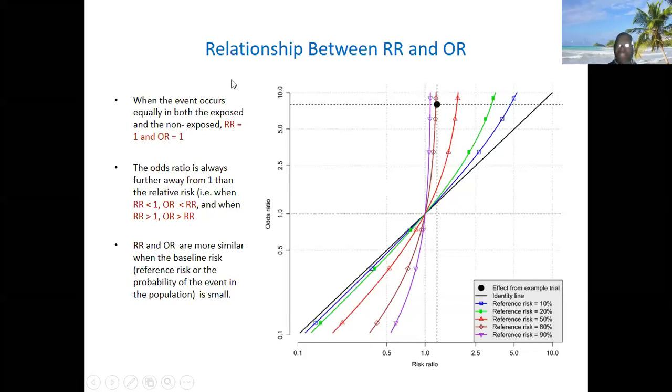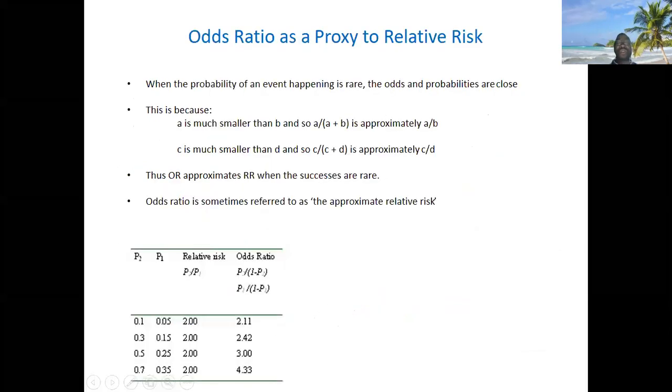This one has to do with the relationship between odds ratio and relative risk. We have already established the fact that when the disease is rare, or the attribute of interest is rare, the odds approximate risk. That is, odds is close to risk. So the same thing, odds ratio will be close to relative risk.